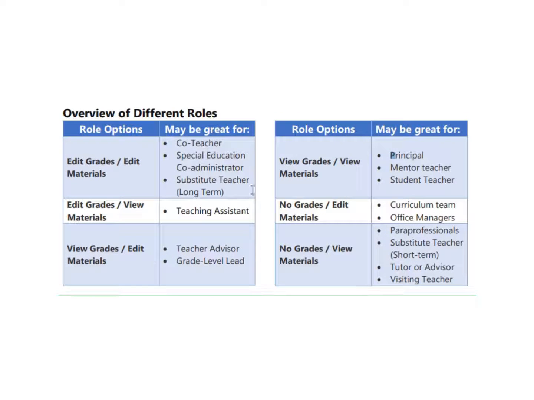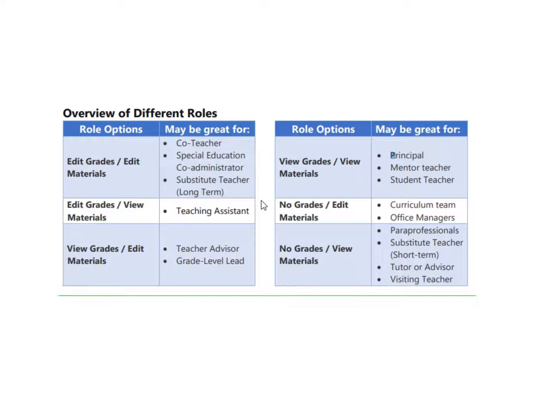In this video, we're going to go over some of the different section override roles that there are, and this chart just gives a quick overview of the different roles. You can see this same chart in the PDF documentation on the ETC website. But you basically have three options when it comes to grades. You can set somebody up so they can edit grades, they can just view grades, or they see no grades at all. So there's different roles that you might see in your building where people shouldn't see grades.